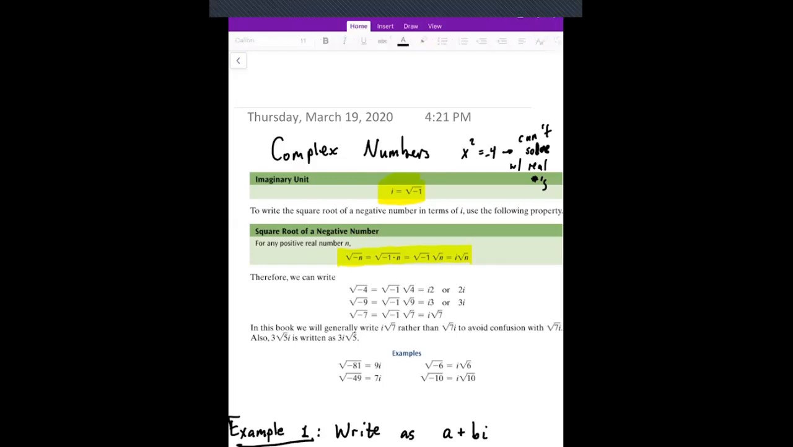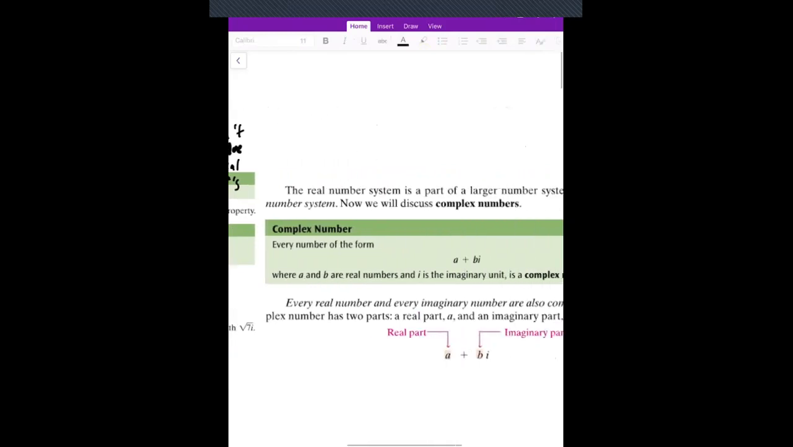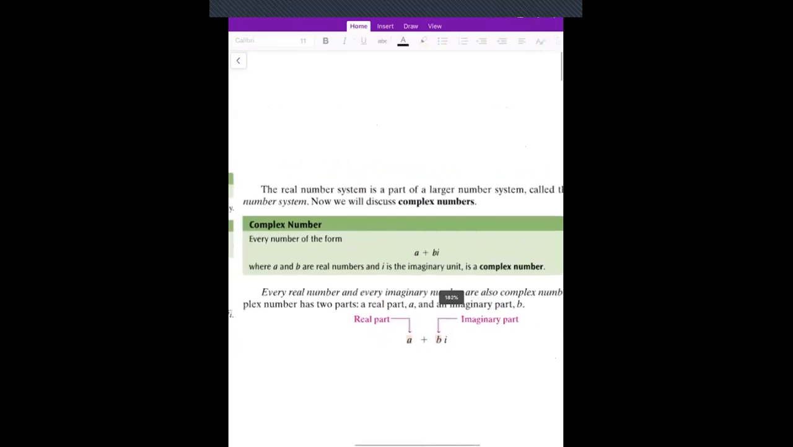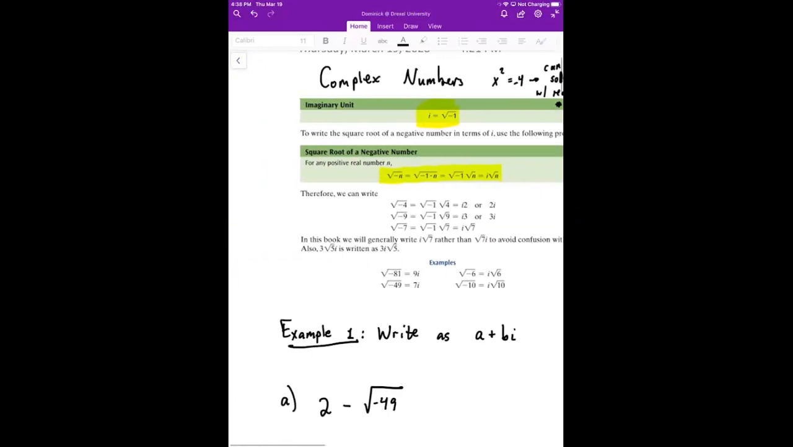Now, one more thing that we need to talk about in terms of complex numbers here is how we can write any complex number. So any complex number can be written as its real part plus its imaginary part, right? So it might have, for example, real part 3, imaginary part 2, or something like that. But we can write every complex number in this form as its real component plus its imaginary component. So that's what we're going to start with doing first.